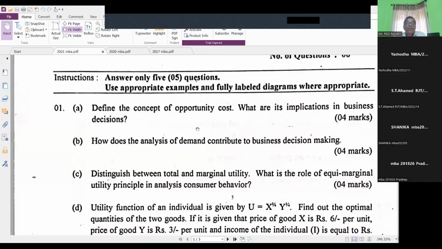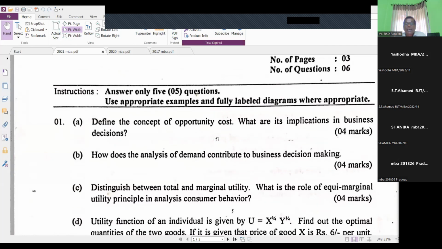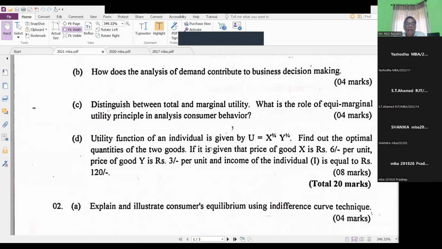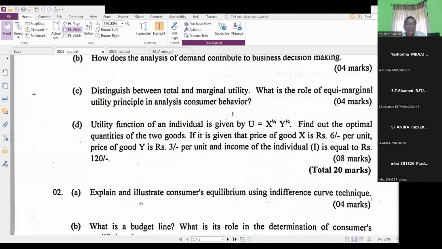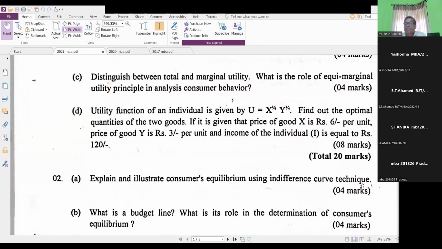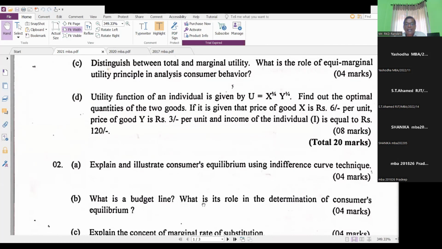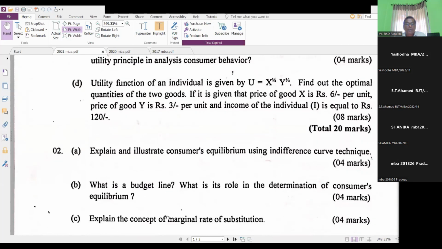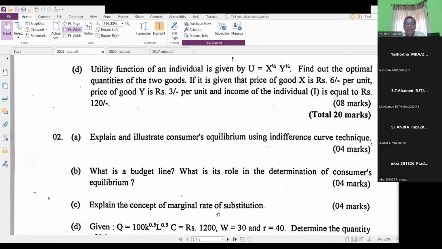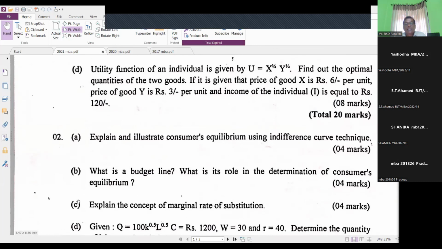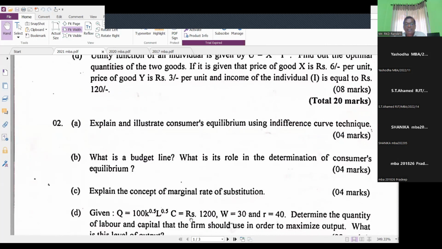Now, any other questions or clarifications? There is one question that you can always observe. Explain and illustrate the consumer equilibrium using indifference curve techniques. What is the budget line? What is the role of determination of consumer equilibrium? Explain the concept of marginal rate of substitution, MRS. This is related to production.